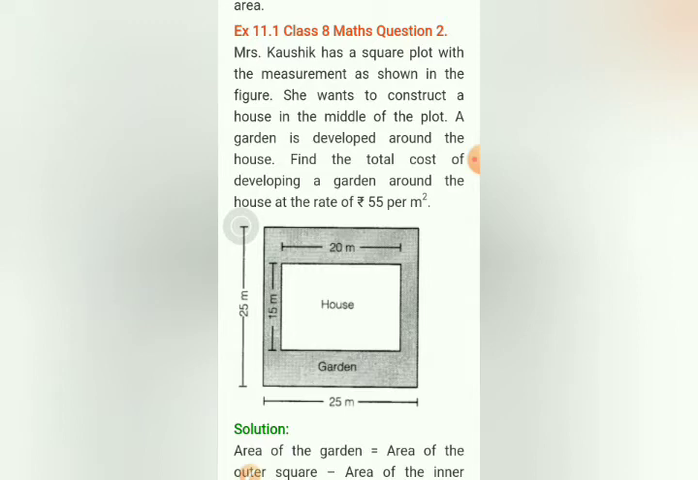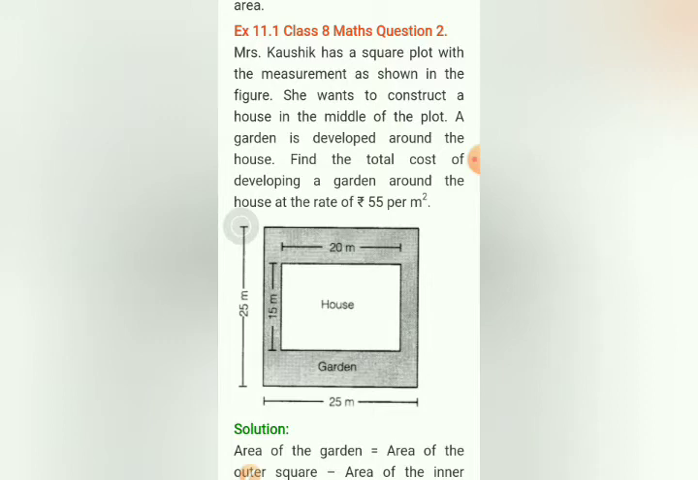The size of the plot is given as 25 meter by 25 meter, that is, it is a square. And the house is constructed in the rectangle 20 meter by 15 meter. Rest space is left for garden. So we have to find out the total cost of developing garden. The rate of the developing garden is given for per square meter, it is rupees 55.